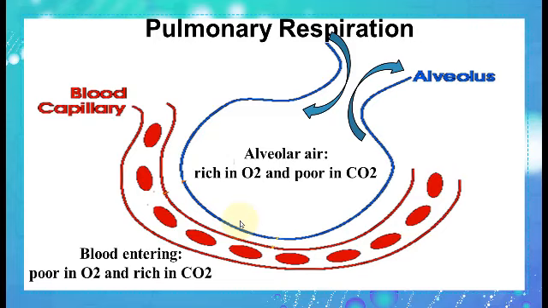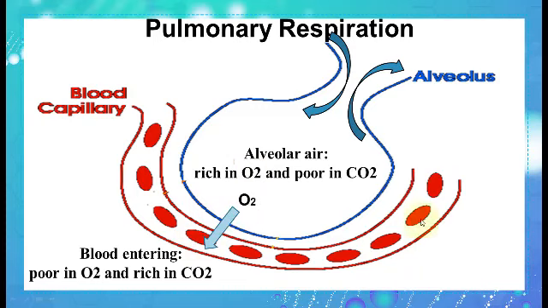Then what happens at the level of the alveolus? Which medium is rich in oxygen gas? Is it the alveolar air or the blood entering? Yes, it is the alveolar air. The alveolar air is rich in oxygen gas, while the blood entering is poor in oxygen gas. And as we said before, diffusion takes place from a medium rich to a medium poor. So the oxygen gas diffuses from the alveolar air to the blood entering.